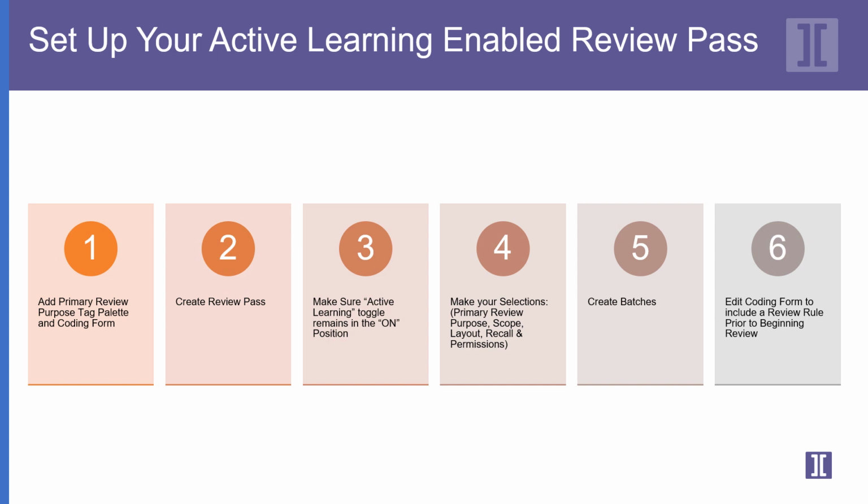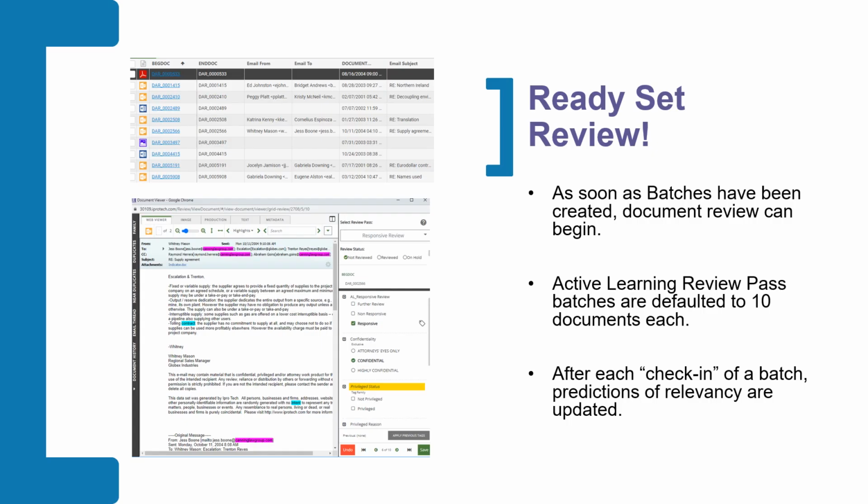Once that's done, it's time to make your selections, including the primary review purpose, the scope, the layout, the recall, and selecting any and all permission groups. Thereafter, you can create your batches and, of course, edit your coding form to include a review rule. Thereafter, review can begin at any time. As soon as you start reviewing and checking in batches, determinations regarding all existing documents within your database are made by the system. Now, let's dive a little deeper.